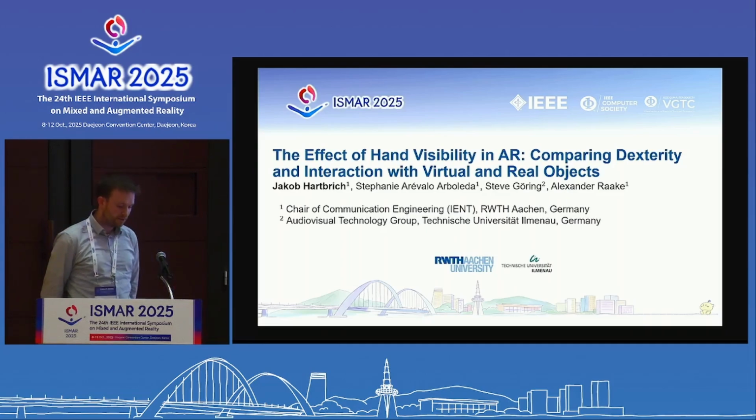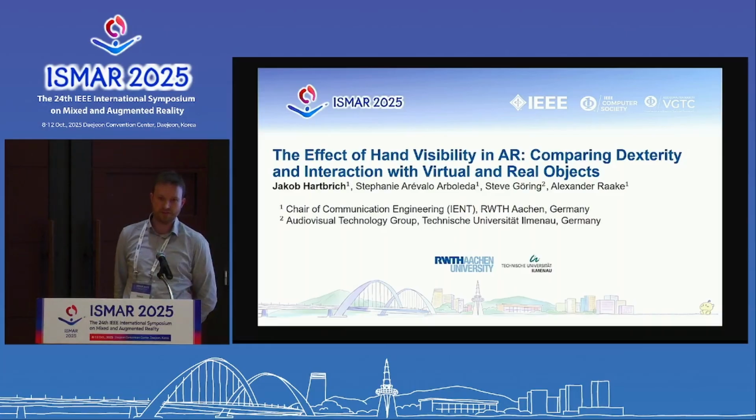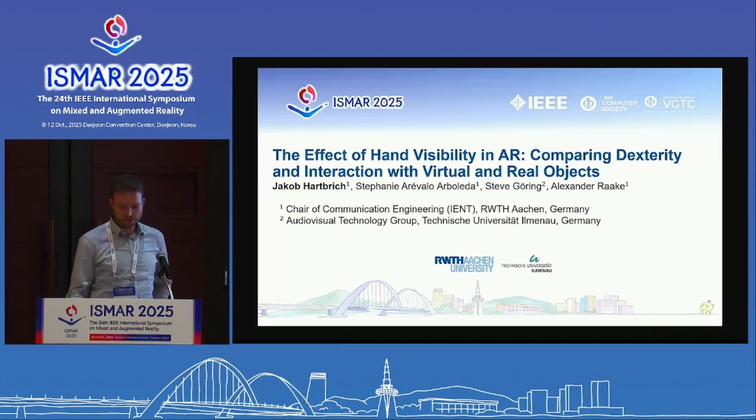My name is Jakob Hartbrich from RWTH Aachen in Germany, and I present a paper about the effect of hand visibility in augmented reality, comparing dexterity and interaction with virtual and real objects.